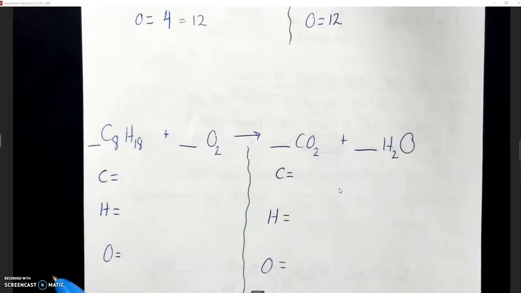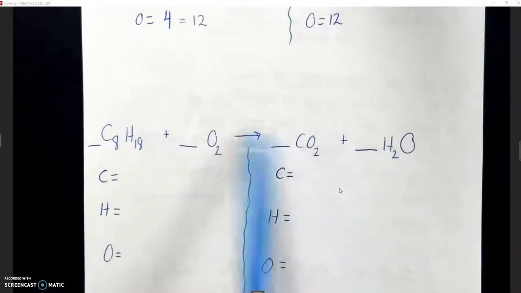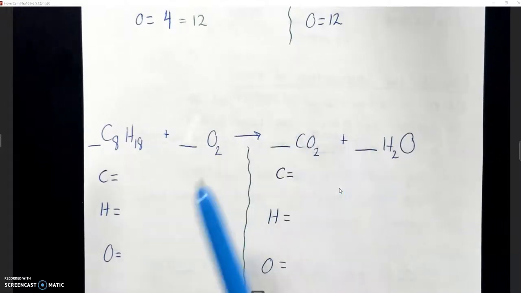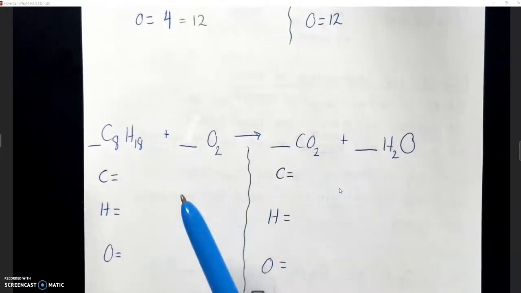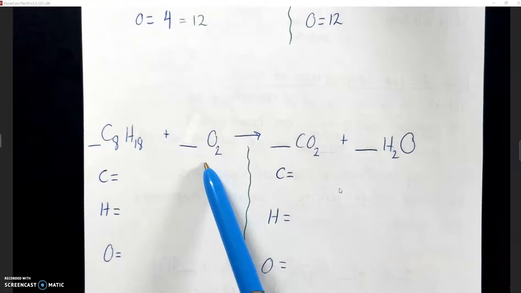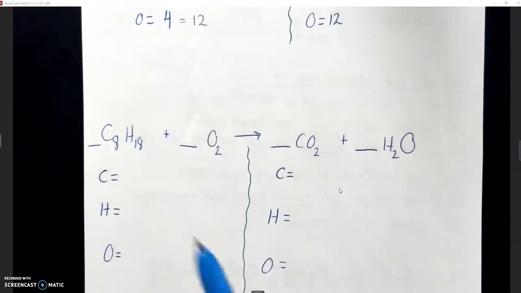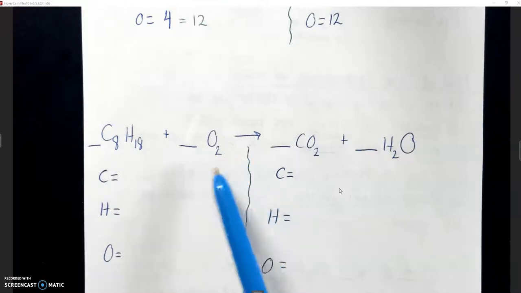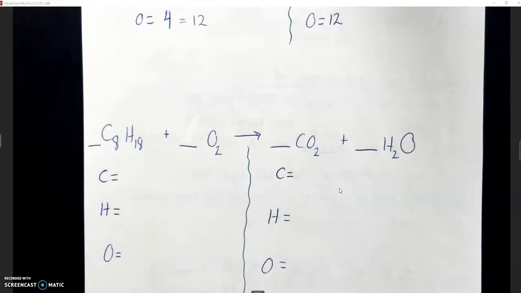All right. Even though the products and reactants of combustion reactions are very easy to remember, they are actually some of the more difficult ones to balance. The only type of reaction that's more difficult to balance than a combustion reaction is an oxidation reduction reaction, which we will do second semester. Okay? Let's go ahead and go over this.